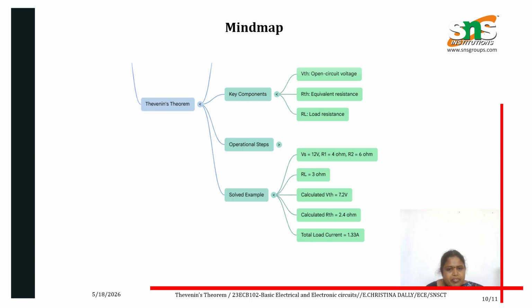So this is the mind map of Thevenin's theorem. We have seen the key components, the operational steps, and we have solved an example. With open circuit voltage, we find VTH. With equivalent resistance, we find the value of RTH, and across the load resistance RL. Suppose we have a voltage source of 12 volts, R1 equal to 4 and R2 equal to 6, we calculate RTH, VTH and the total current. So the total current of this problem will be 1.33 amps.